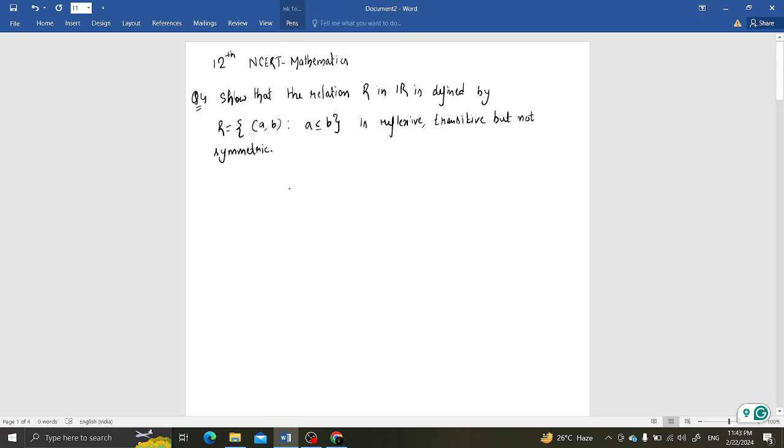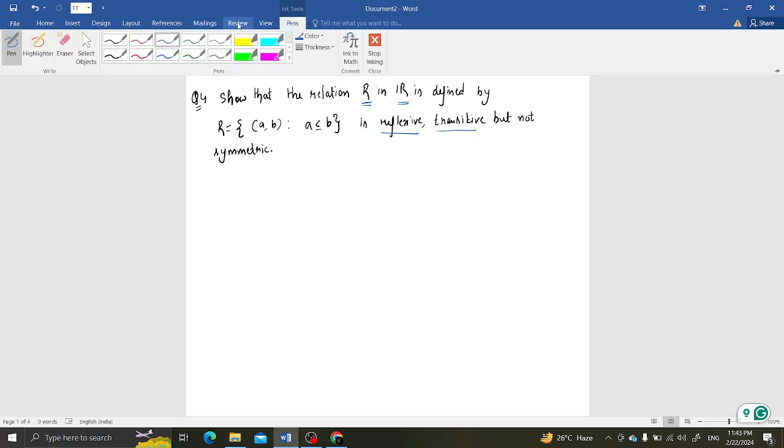In this video, I'll discuss question number 4 and question number 5 of exercise 1.1 of NCERT mathematics. So let's start the question. Show that the relation R on R defined by R equals {(a, b) such that a is less than or equal to b} is reflexive, transitive but not symmetric.